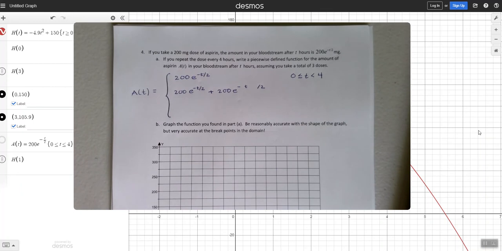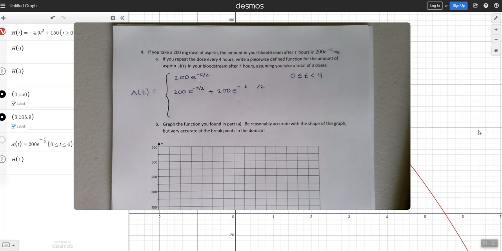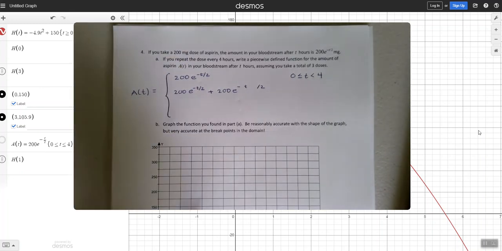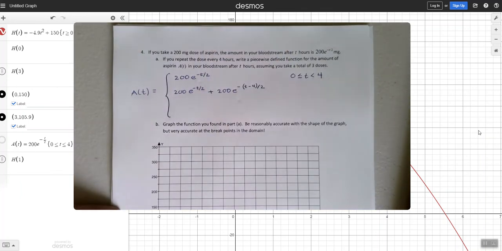But what I really want to do is start over, but 4 hours later. In other words, I want to shift this 4 hours or 4 units to the right. Remember how you shift graphs left and right? To shift things to the right, you actually have to replace your variable, your x, or in this case your t, with t minus 4. So I'm going to replace my t with t minus 4.